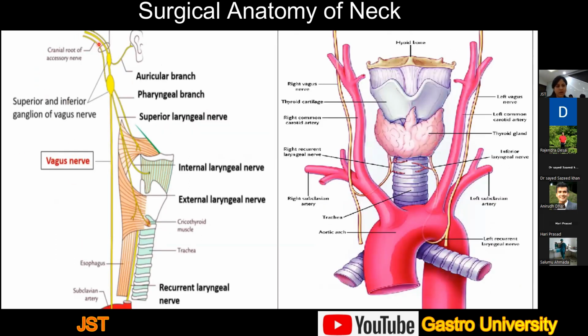The first branch of the vagus, just after it comes out from the jugular foramen, is the meningeal branch. The meningeal branch is sensory, it provides sensation to the meninges. The second is the auricular branch, and these two are only related to the superior ganglion. Now, when we come to the inferior ganglion, the next branch we get is the pharyngeal branch. The pharyngeal branch will go and join the pharyngeal plexus. The pharyngeal plexus is formed by the ninth glossopharyngeal and 10th nerve.